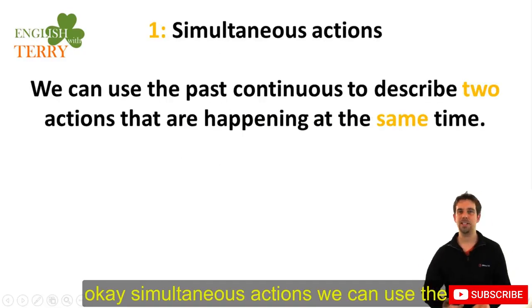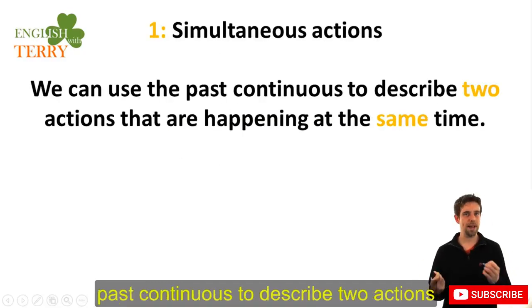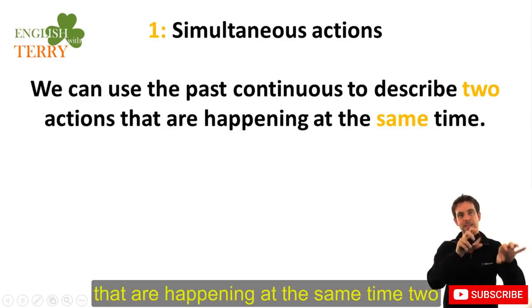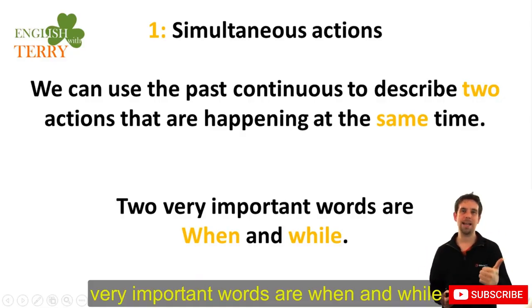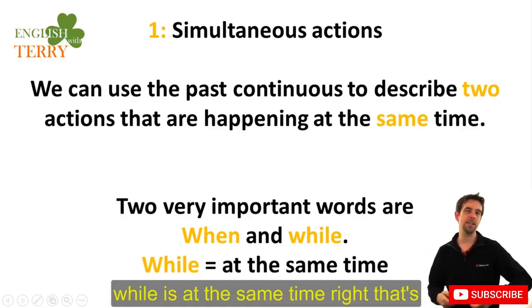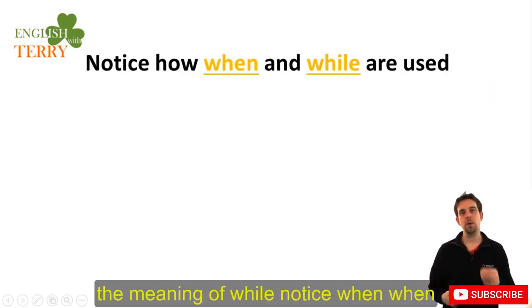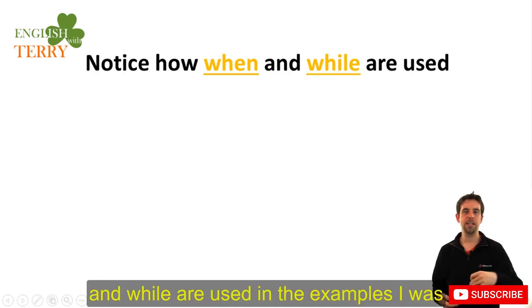Okay? Simultaneous actions. We can use the past continuous to describe 2 actions that are happening at the same time. Now, 2 very important words are when and while. While is at the same time, right? That's the meaning of while. Notice when and while are used in the examples.